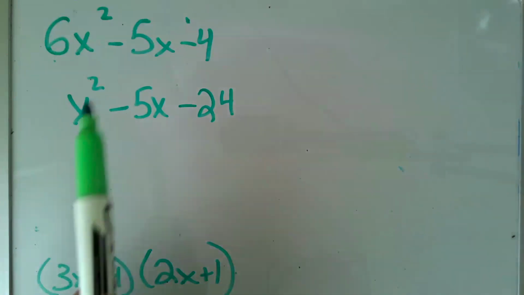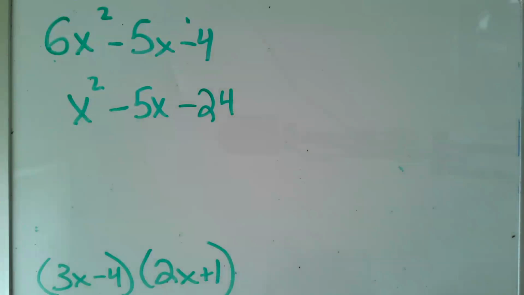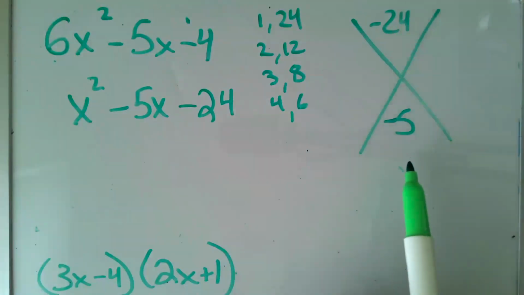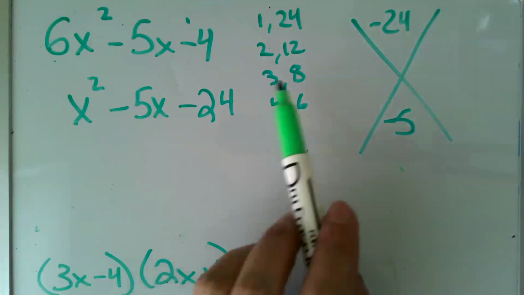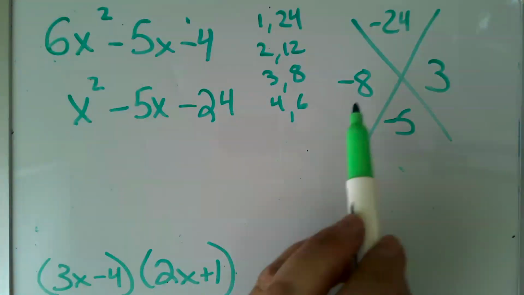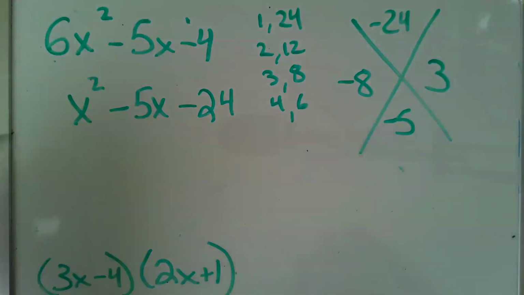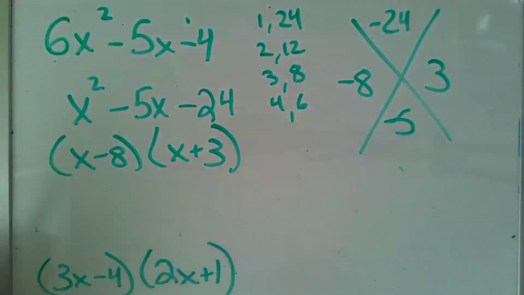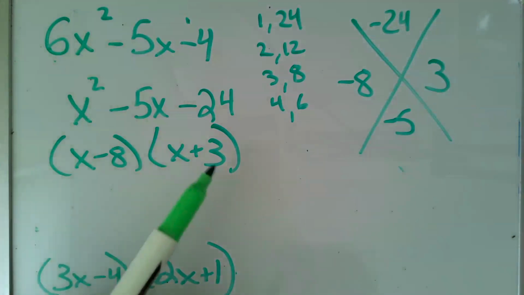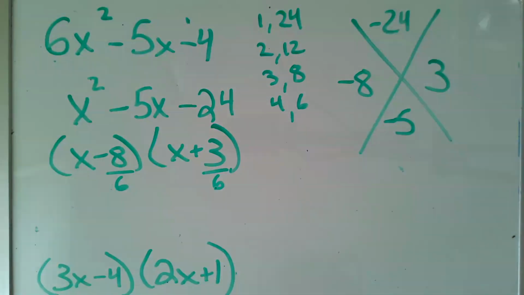So now factor this. I'm going to throw in an X method up there. Okay, negative 24, negative 5, my 3 and my 8. My 8 wants to be the larger one. Okay, now put these guys back into our factors. Now it's time to incorporate our 6 again. So what I'm going to do is take each of the numbers I came up with and divide them by 6. And then I'm going to reduce if possible.